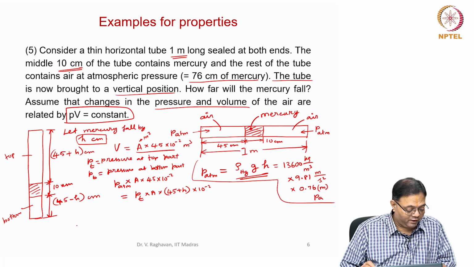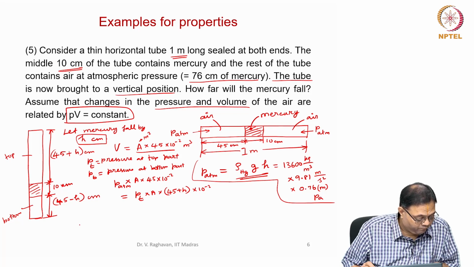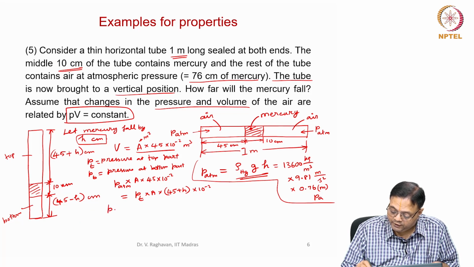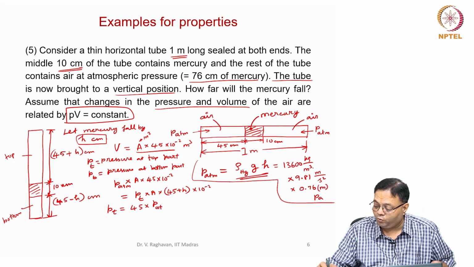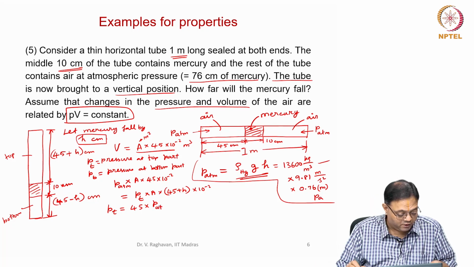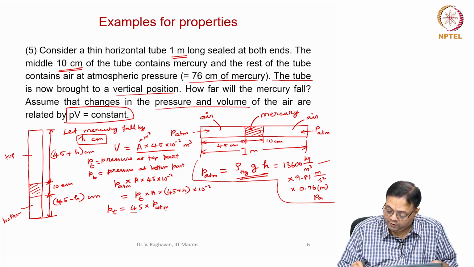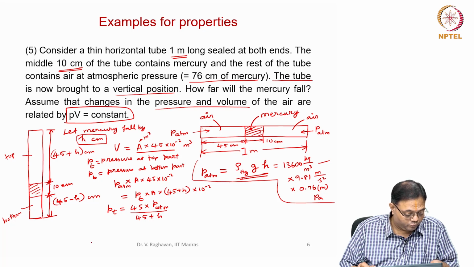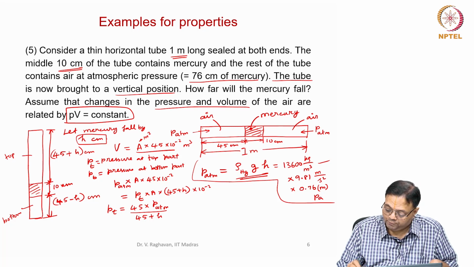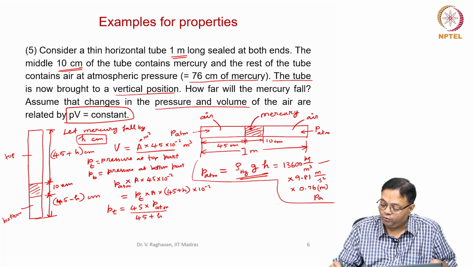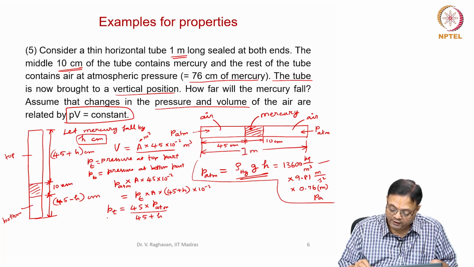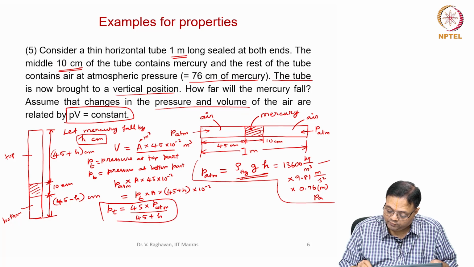Okay. So now we can easily see that Pt can be written as 45 into P atmosphere divided by 45 plus h. I know how to calculate P atmosphere, here I have been given the expression. Do you understand? So now P atmosphere I have to calculate by rho g h. So I can substitute rho g h here. So this is the expression.